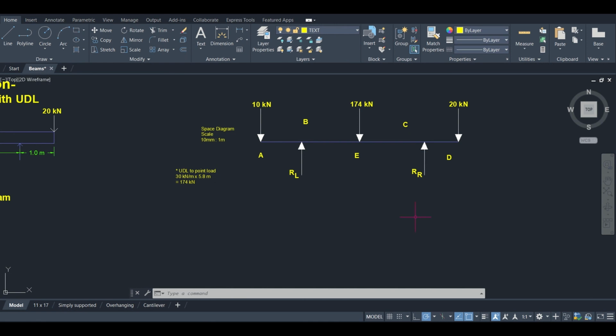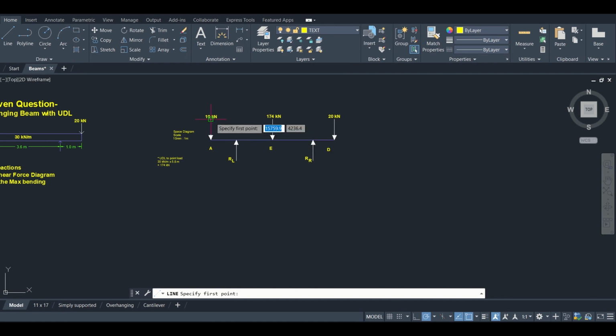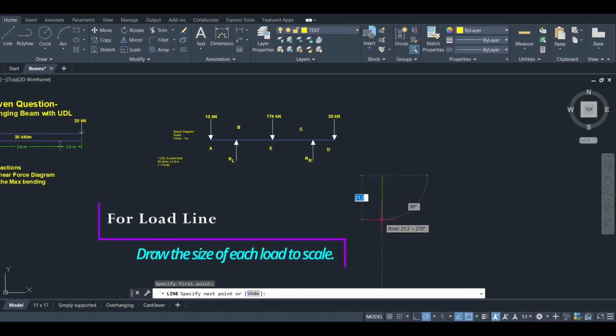So we can add that as a little note as part of our solution. So now I'm going to go to what's next. We've done our space diagram, added our space diagram scale. Yes, we're going to our load line. Now, given our loads are 10, 174, and 20, the most suited scale would be one that is 1 to 10. So I'm going to use 1 millimeter to represent load of 10 kilonewtons. So now I'm going to be dividing each value by 10. So that is 10 divided by 10, 1. 174 divided by 10 is 17.4. And 20 divided by 10 is 2.